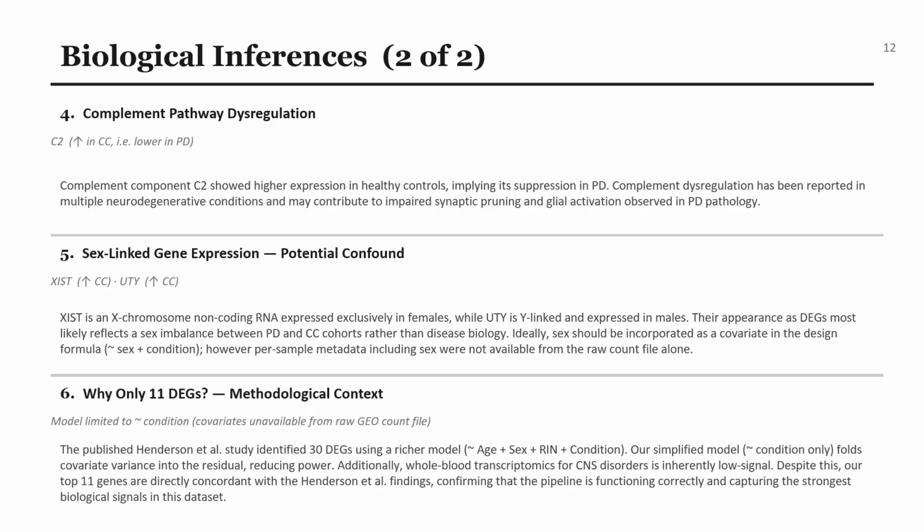We also noted two sex-linked genes, XIST and UTY, because XIST is strictly female expressed and UTY is male expressed. Their presence simply reflects a sex imbalance between our sample cohorts. Ideally, we should have controlled for sex and age in the statistical model, as was done in the original Henderson study. However, because our raw GEO count file lacked sample-level metadata, our simplified model lost some statistical power. Despite this limitation, our top 11 genes align perfectly with the published literature, confirming that the pipeline works accurately and captured the strongest signals.